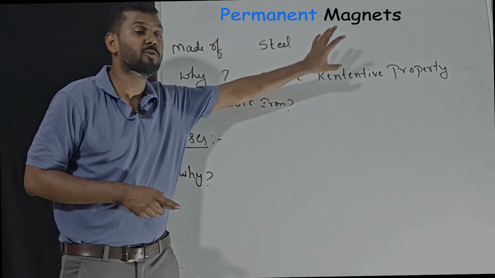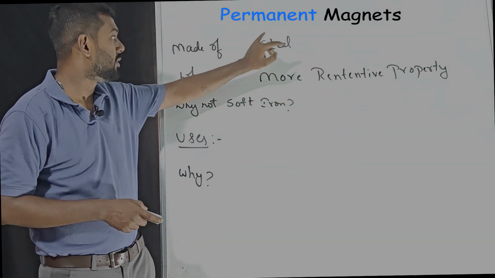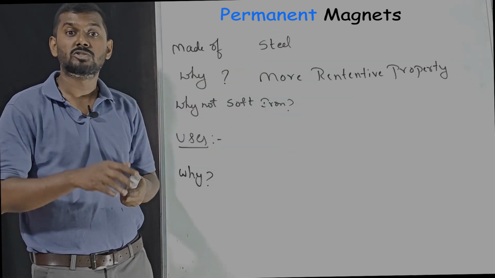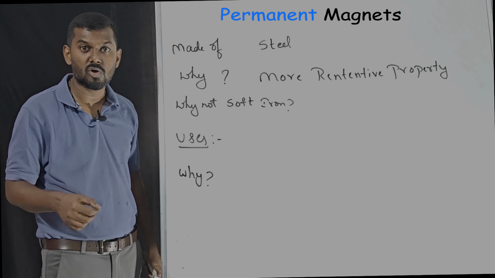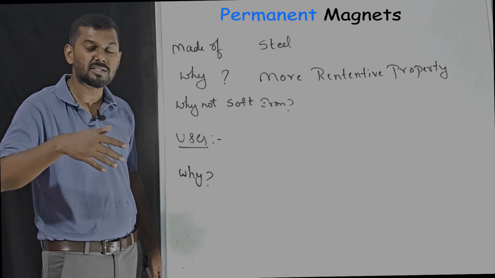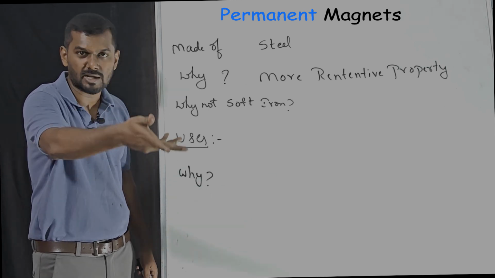That is nothing but retentive property. Steel has more retentive property, so it is used as a permanent magnet. Once you take out the electricity also, it has to hold the magnetic power. That means electricity is providing the magnetic field, correct?